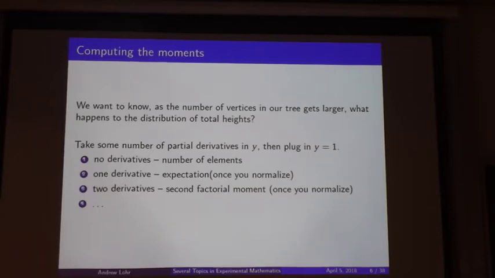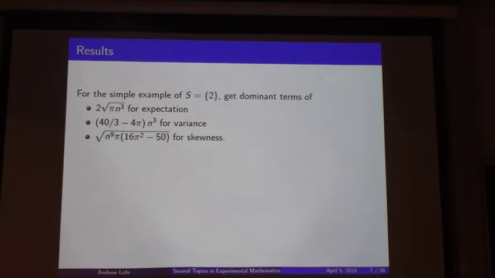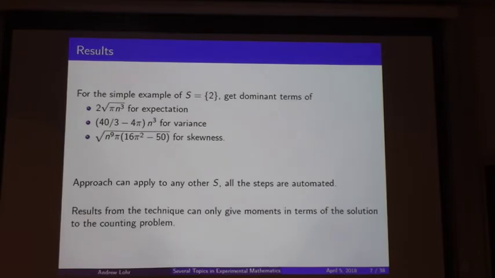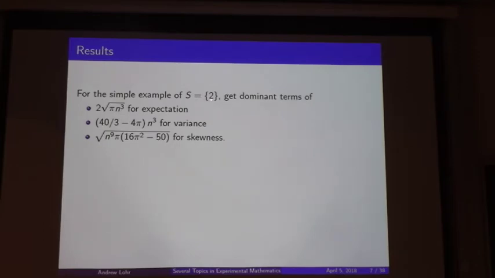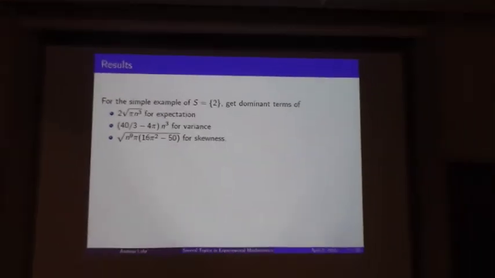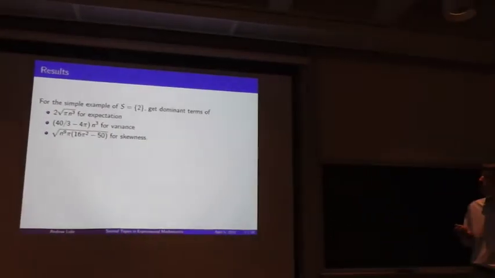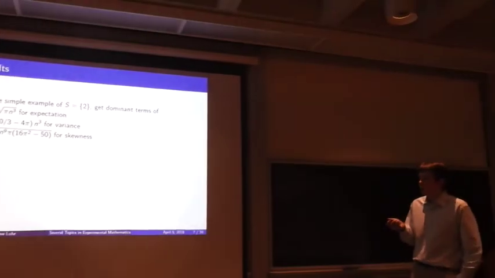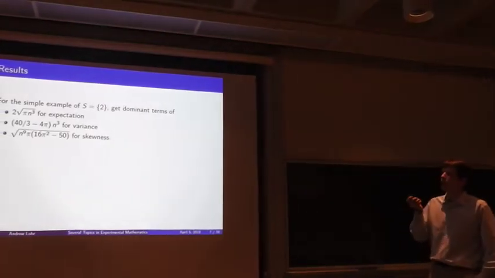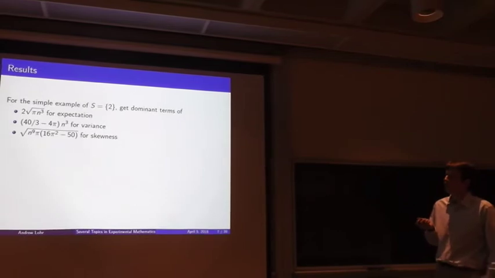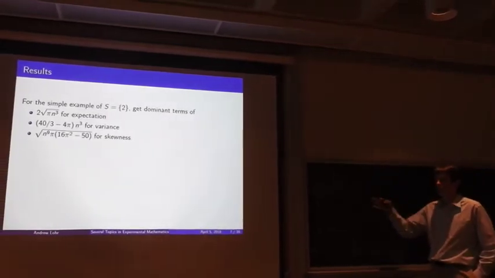I guess there's also one particularly nice case, S equals 2. S equals 2 is particularly nice because the counting problem is solved for it. It's just counted by the Catalan numbers, because it's all the possible binary trees. Since we were able to solve the counting problem, we're able to actually get concrete expressions for what the variance, expectation, skewness, all of these are.